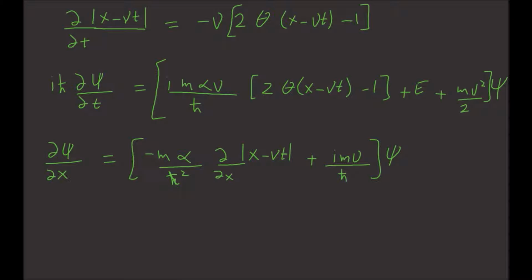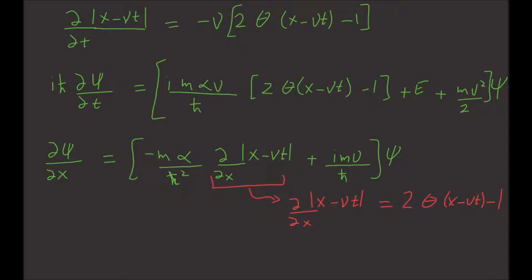We have this piece here. Let's take a look at this piece. What does this piece give us? So the x derivative of the absolute value of x minus vt should give us 2 times theta of x minus vt minus 1. Do the math. Go ahead and check it for yourself and you'll see how we get that.